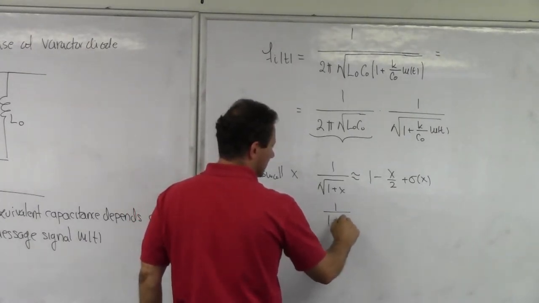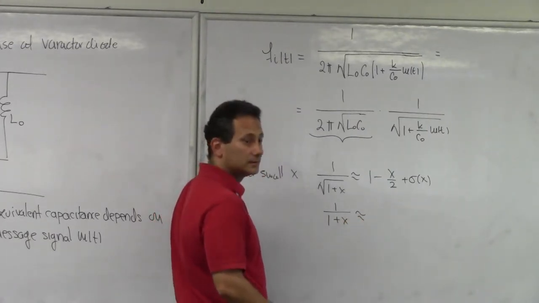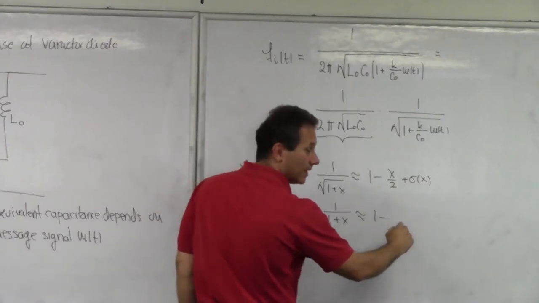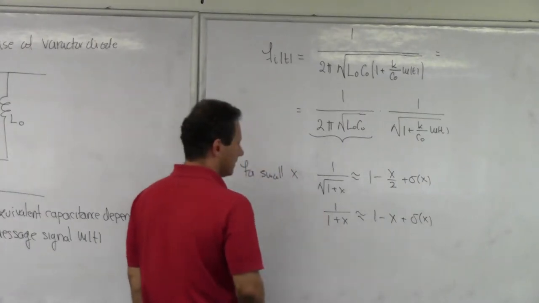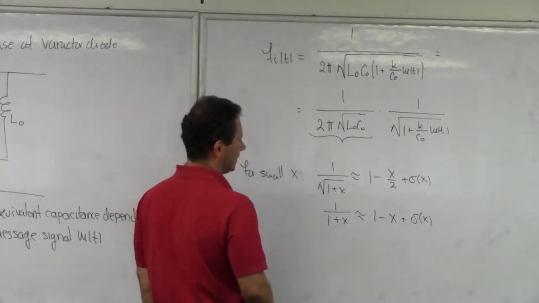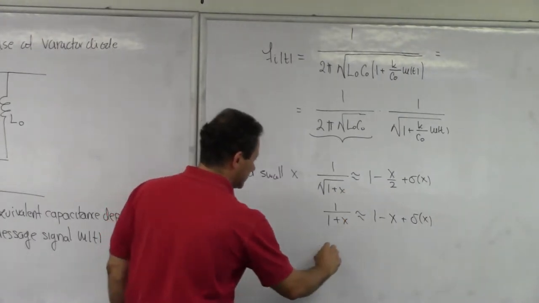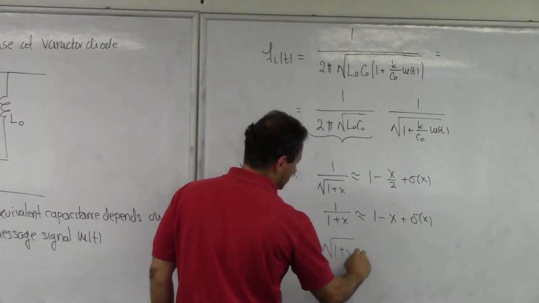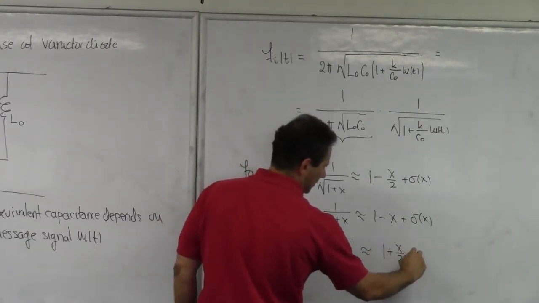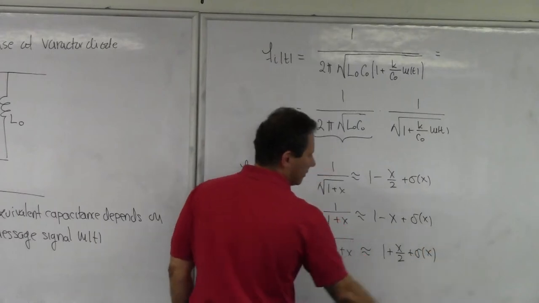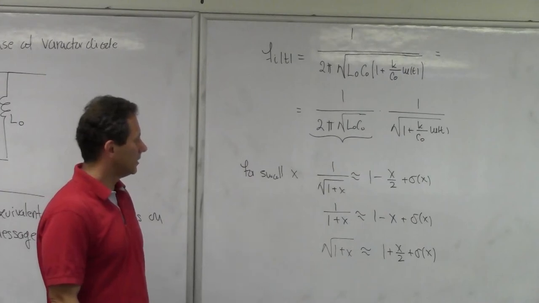How about 1 over 1 plus x? One minus x, plus O of x squared. What else can we use? Well, let's say, how about this one? Square root of 1 plus x is approximately 1 plus x over 2. So these are all very useful approximations that we derive from the Taylor series.